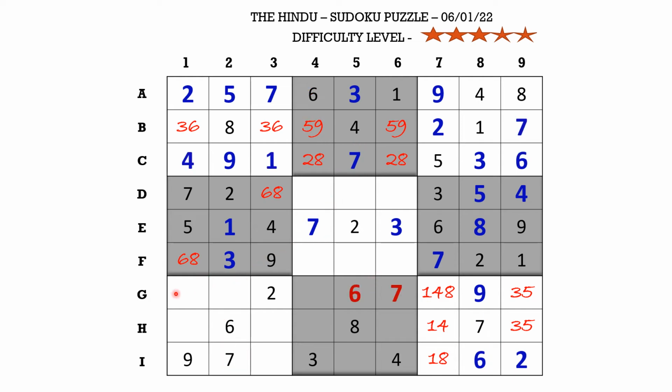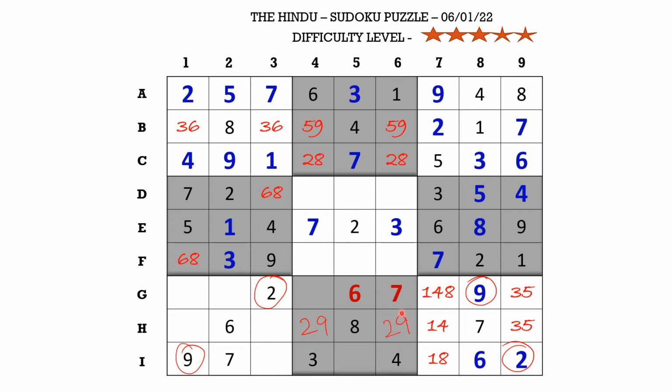In G row there is a 2 and 9. Similarly in row I there is a 9 and 2. So this 2, 9 blocks this cell and this 2, 9 blocks this cell. So in block 8 these 2 cells will take 2 and 9.